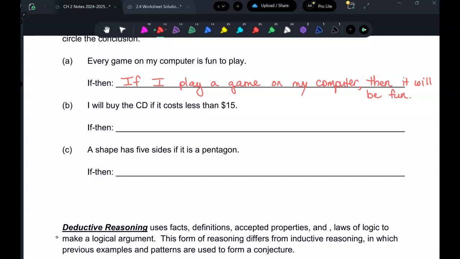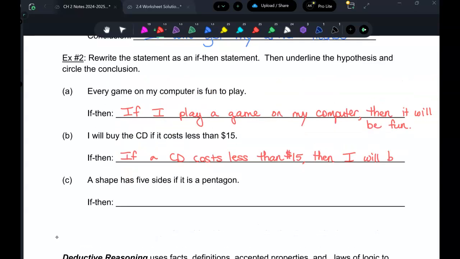I have a different question. For these, can I just write addition property? Just make it short. Okay. I will buy the CD if it costs less than $15. Boy, that's dated. Who buys CDs anymore? Yeah, Avery. If the CD costs less than $15, then I will buy it.